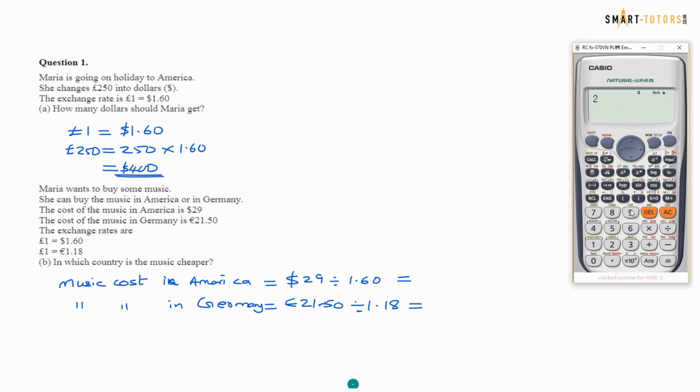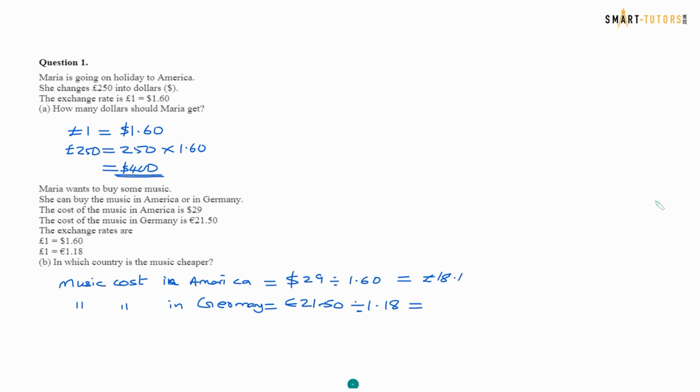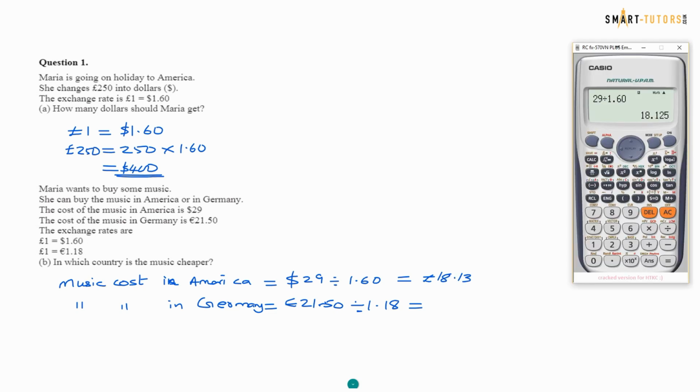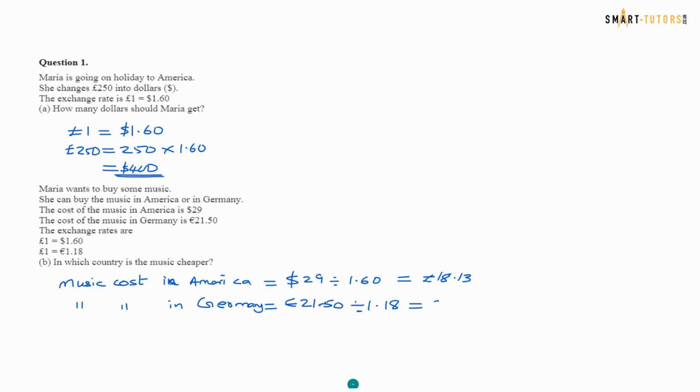So 29 divided by 1.60 is 18.13. The next one we're going to do is the German cost in euros. So 21.5 divided by 1.18, and that is going to be 18.22. So 18.22 is the German cost. The euro value in equivalent pounds is 18.22, which is more expensive. So the cheaper country is America. It's cheaper in America.